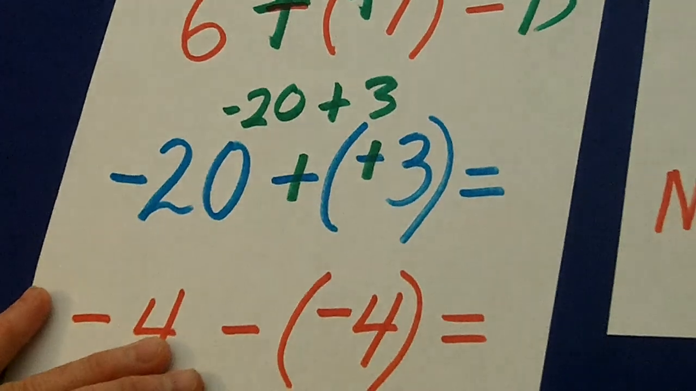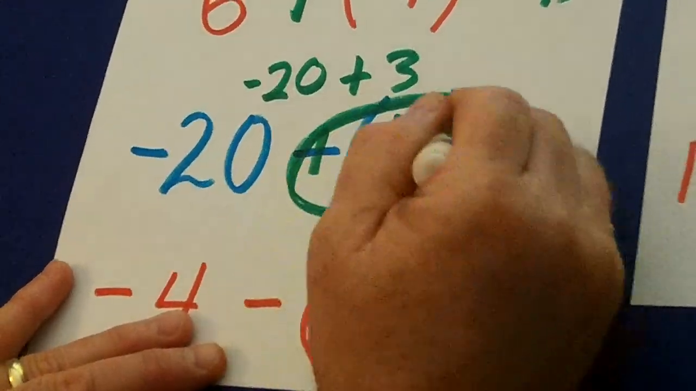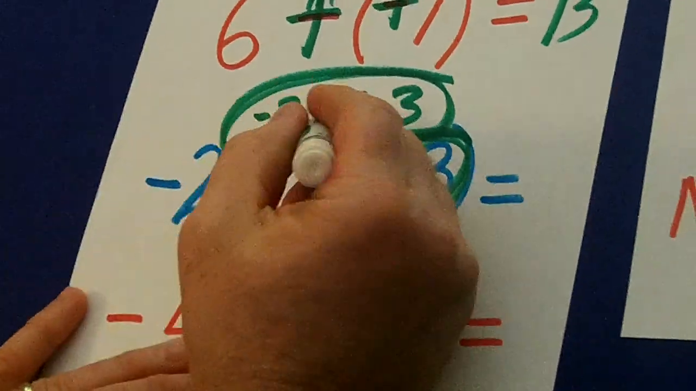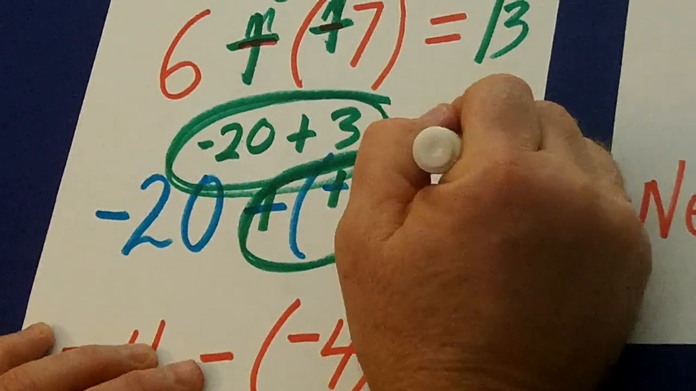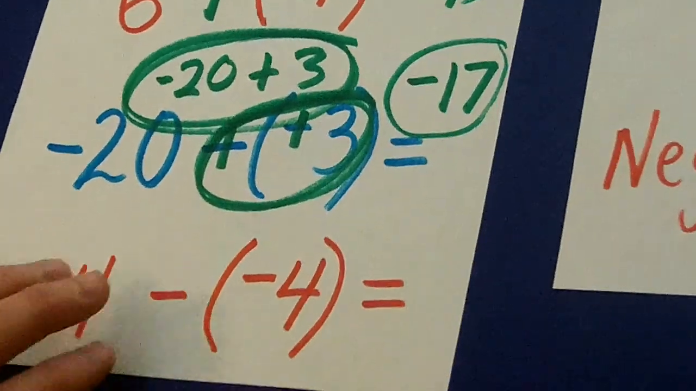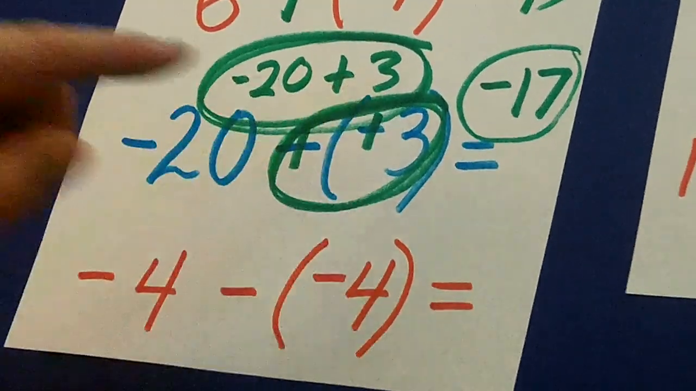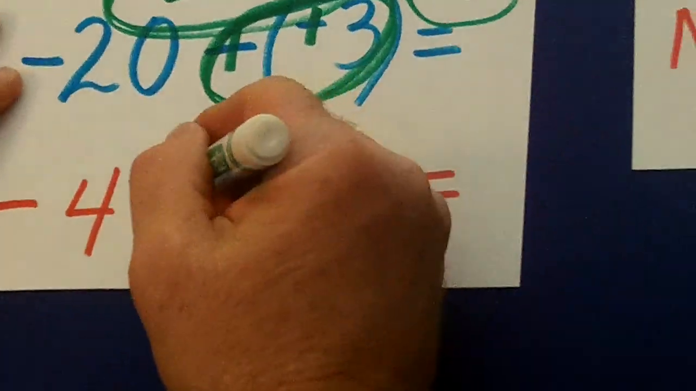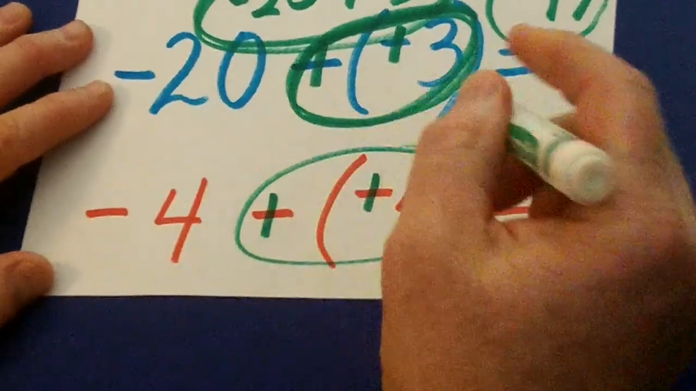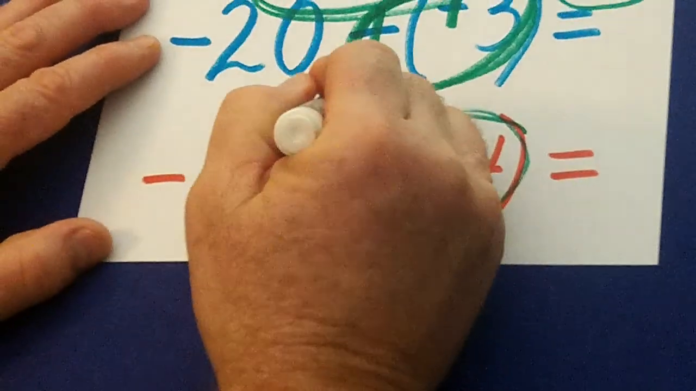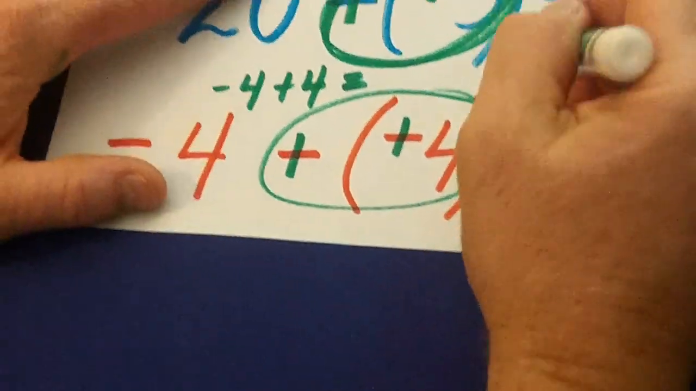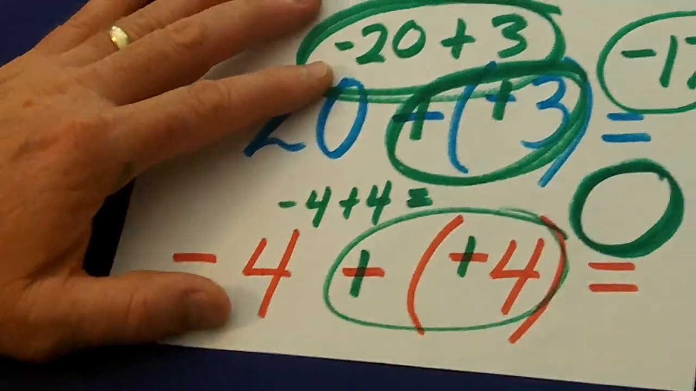Now this is a tough one, because once you do this minus the negative rule, now you gotta know this pattern or rule. The negative number is bigger by 17. So one negative added to a positive, the negative number is bigger by 17. Same thing here. Minus a negative is plus a positive. So you have negative 4 plus 4. And anytime you add opposites, negative 4, positive 4, you always get 0. Okay? Be careful.